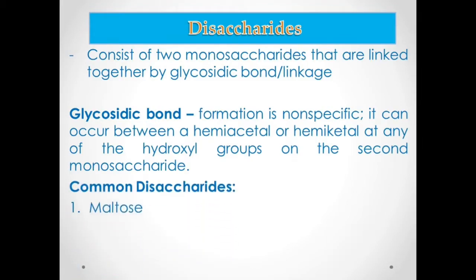So what are these three common disaccharides? Number one is maltose, number two is sucrose, and number three is lactose. First, we're going to discuss maltose.